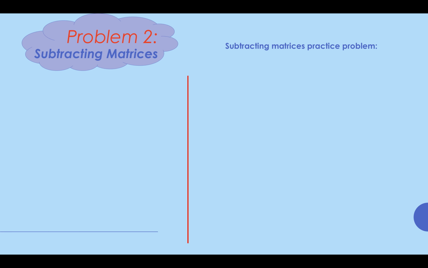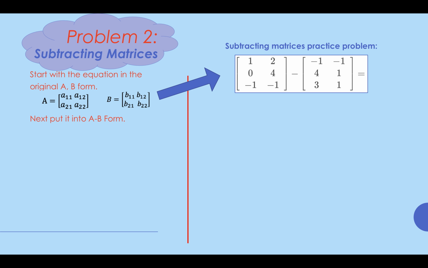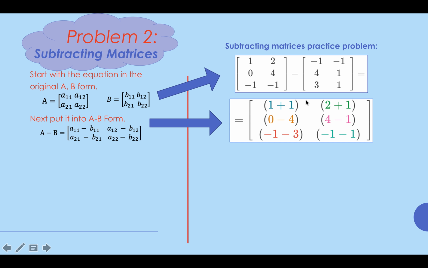Now we'll do a problem which will be a little bit tougher than the example for subtracting. We're going to start with 1, 2, 0, 4, -1, -1, minus matrix C of -1, -1, 4, 1, 3, 1. We'll start with the equation again, AB form. Next we will plug it into A minus B form, which will give us 1 plus 1, 2 plus 1, 0 minus 4, 4 minus 1, -1 minus 3, -1 minus 1.